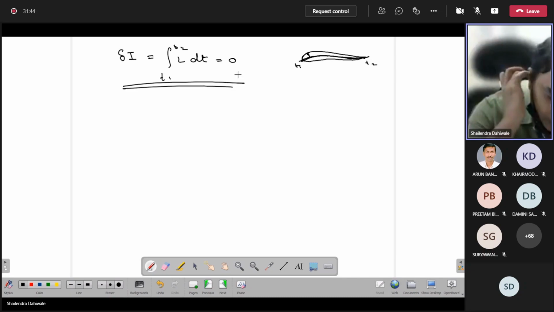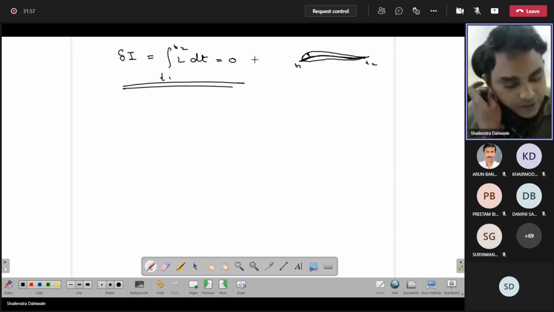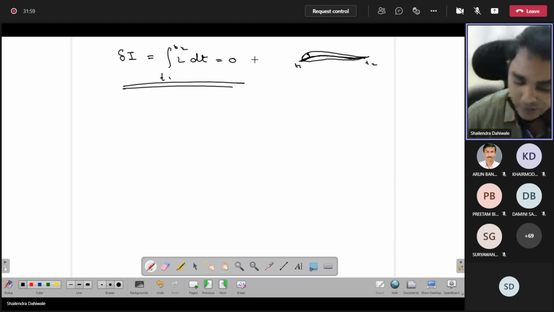So this is another way of saying that the variation in the line integral must go to 0. Okay, must go to 0. So this Hamilton's principle is the necessary and sufficient condition for our Lagrangian.